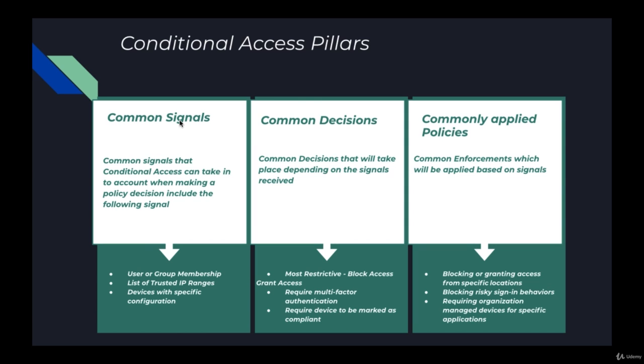The first one is the common signals, the signals that conditional access can take into account when making policy decisions. Signals means the information which is coming from various resources. It could be information from the users or the groups, from various devices, or from Microsoft Cloud App Security, because you can integrate conditional access with Azure Identity Protection and Microsoft Cloud App Security.